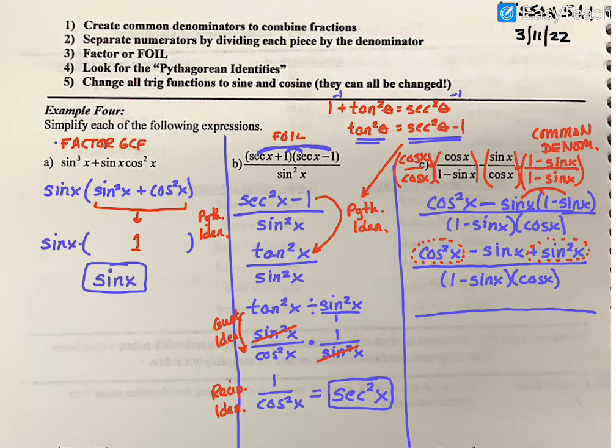Recognize it as a Pythagorean identity. So what I'm going to do is rearrange my top. I'm going to keep the cosine squared x first. Then, for those of you that haven't seen it yet, I'm going to just flip around, move over the sine squared x and push the minus sine x to the end. The denominator, I'm still going to leave as 1 minus sine x times cosine x.